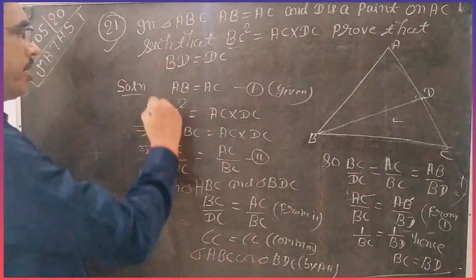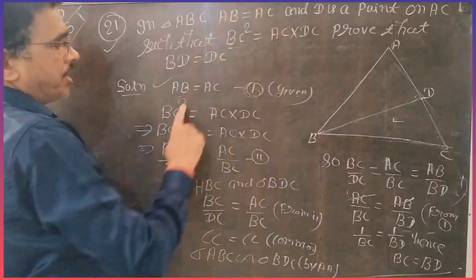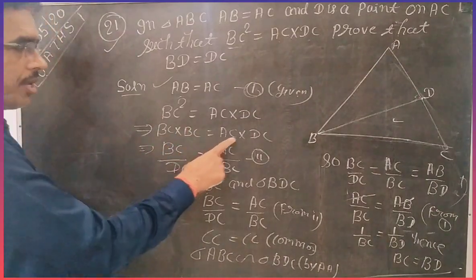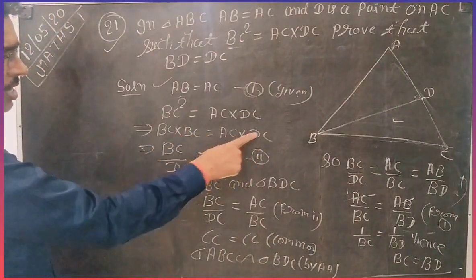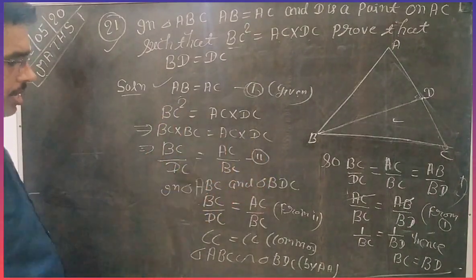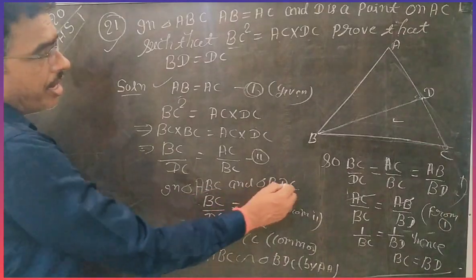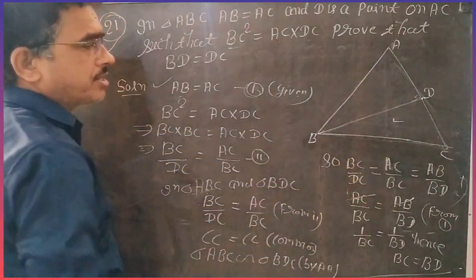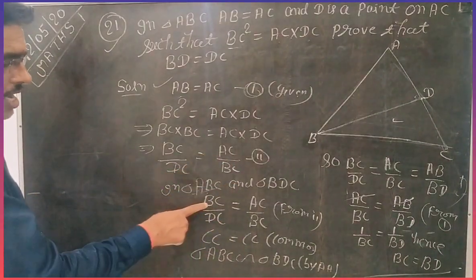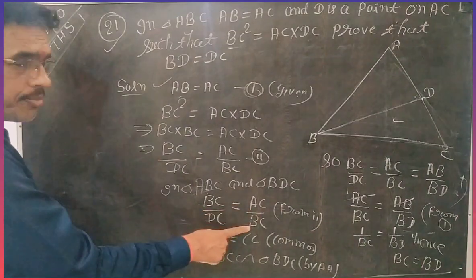So first I write AB is equal to AC. First it is given in your question. Next BC square is equal to AC into DC. I write BC into BC is equal to AC into DC. This BC by DC is equal to AC by BC. It is equation second. Now write their names, that is triangle ABC and triangle BDC. One is the large triangle, other is the small triangle. The ratio given in your question is BC by DC: BC in the large triangle, DC in the small triangle. AC in the large triangle, BC in the small triangle.